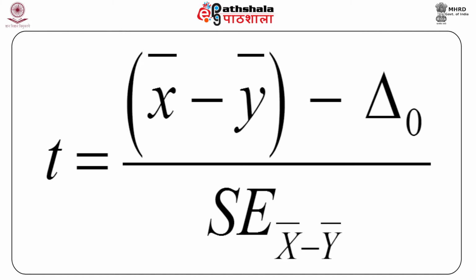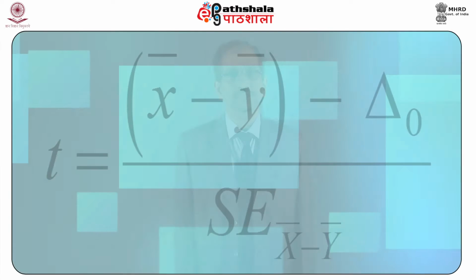Now, if both populations are normally distributed but variances are unknown and samples are small, then the test statistic instead of Z is T and is written as x bar minus y bar minus lambda 0 upon standard error of x bar minus y bar.